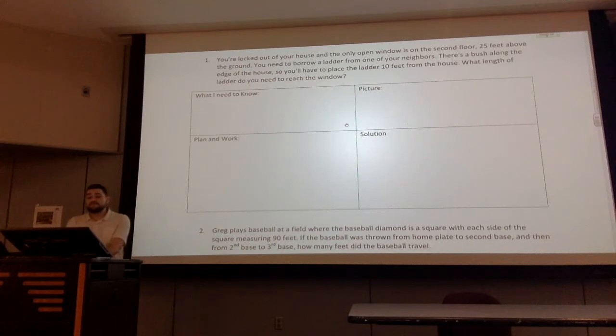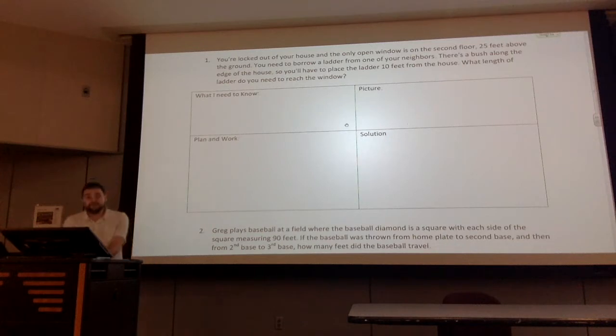If we look at our first problem here, it reads, you're locked out of your house and the only open window is on the second floor, 25 feet above the ground. You need to borrow a ladder from one of your neighbors. There's a bush along the edge of the house, so you have to place the ladder 10 feet from the house. What length of ladder do you need to reach the window?